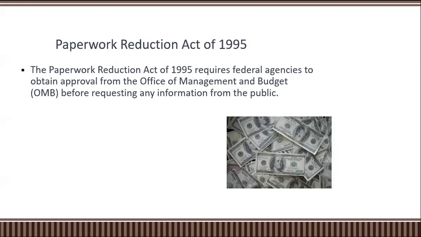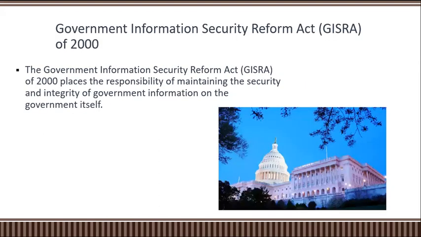The Paperwork Reduction Act of 1995. The Paperwork Reduction Act of 1995 requires federal agencies to obtain approval from the Office of Management and Budget, OMB, before requesting any information from the public. Government Information Security Reform Act, GISRA, of 2000. The Government Information Security Reform Act of 2000 places the responsibility of maintaining the security and integrity of government information on the government itself.